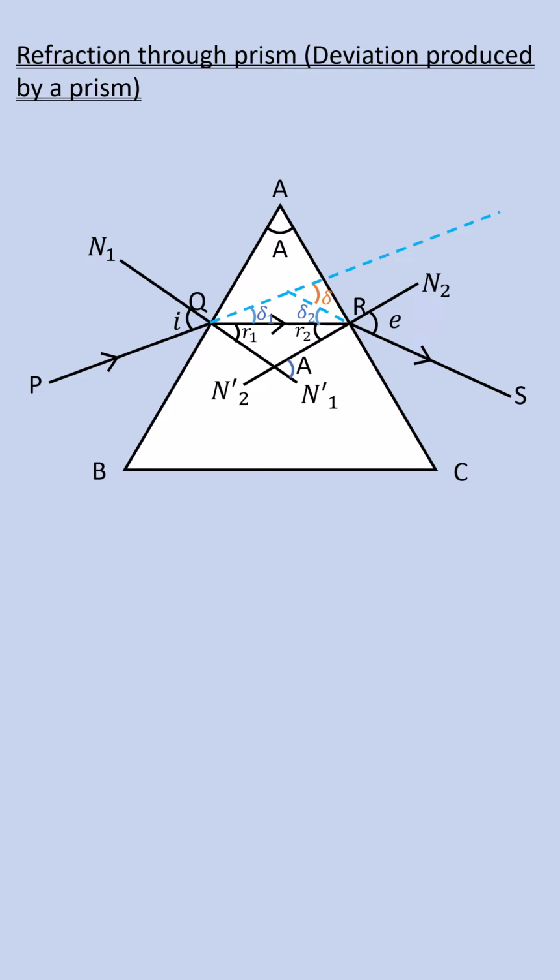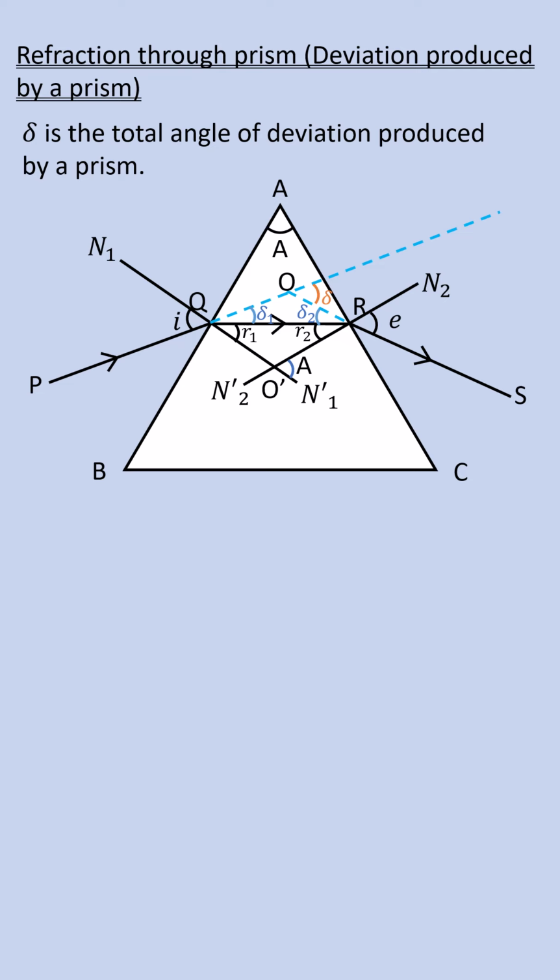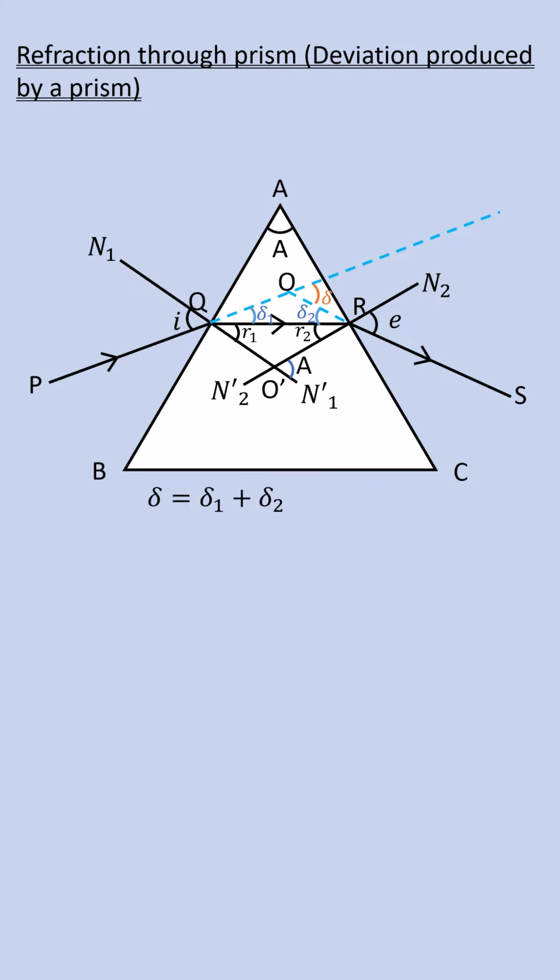Let's see once again. I is the angle of incidence. E is the angle of emergence. R1 is the angle of refraction in the first phase AB. R2 is the angle of incidence in the second phase AC. Delta 1 is the angle of deviation in the first phase AB. Delta 2 is the angle of deviation in the second phase AC. Delta is the total angle of deviation produced by a prism. From geometry, we can easily see delta equals delta 1 plus delta 2.